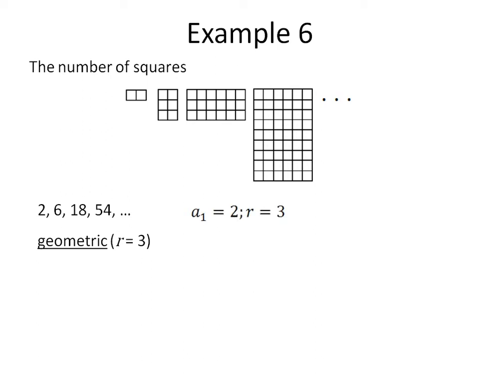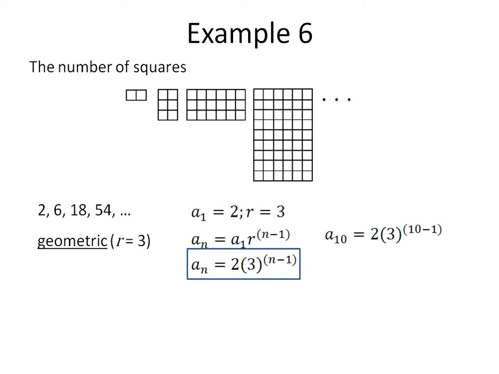So a sub 1 is equal to 2, r is equal to 3. So the formula we have says a sub n is equal to a sub 1 times r raised to the n minus 1 power. So our sequence is represented by a sub n is equal to 2 times 3 to the n minus 1. Okay, so we need the value at the 10th one. So a sub 10 is equal to 2 times 3 raised to the 10 minus 1. So this gives us 2 times 3 to the 9th, which gives us 39,366. As you can see, some of these geometric sequences get very large or very small very quickly.